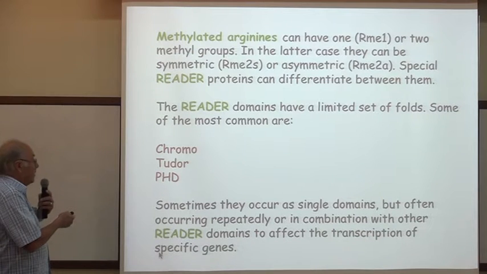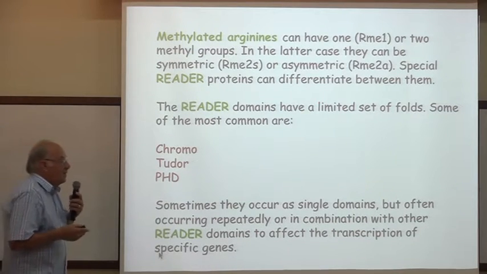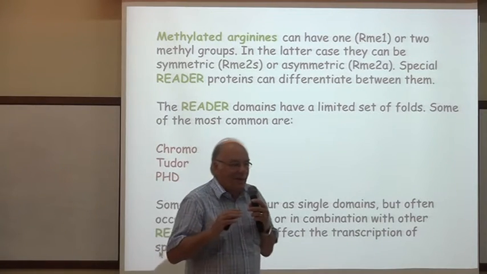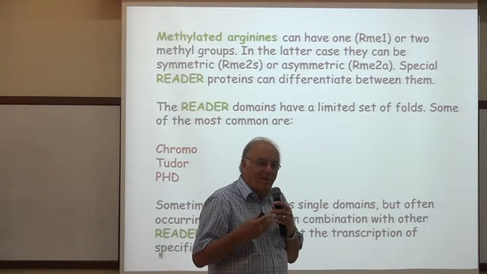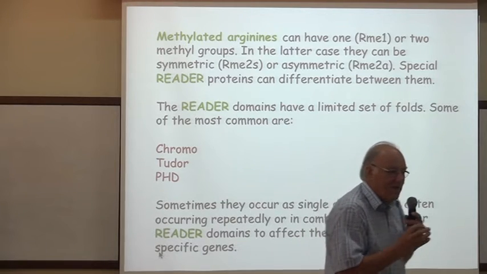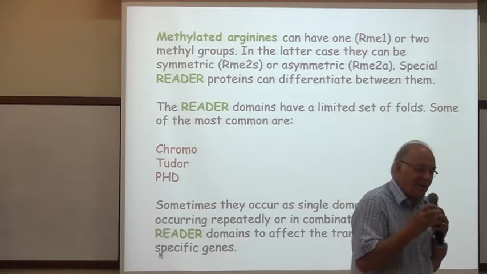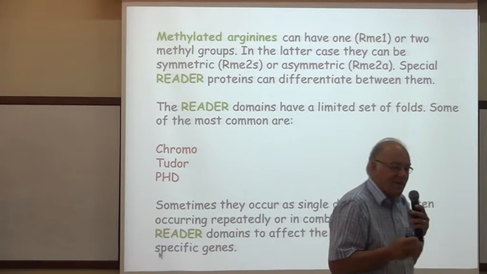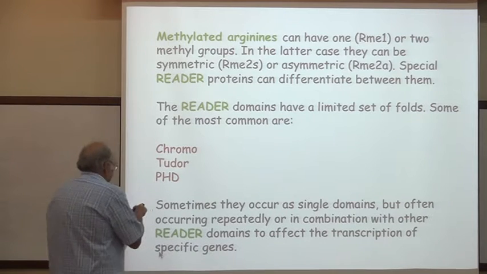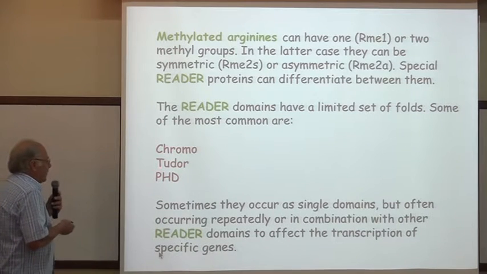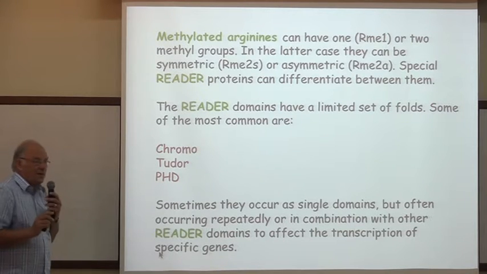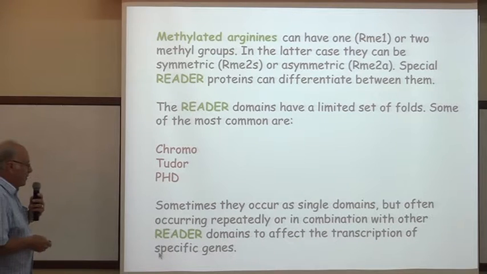But the reader domains here have a limited set of folds. There are many, many reader proteins, but the folds are relatives to each other. They're cousins to each other. So the fold is the same, but the specific arrangement around the site which is recognized, the modified residue, will be different. Some of them are called chromo, others are Tudor, others are PhD. So there's a long list, but I picked the most frequently occurring ones.